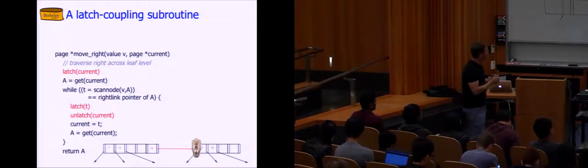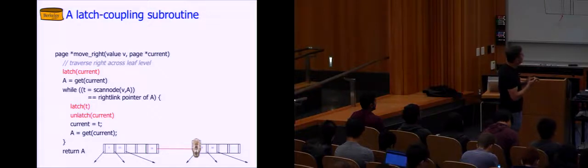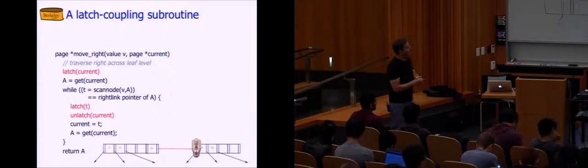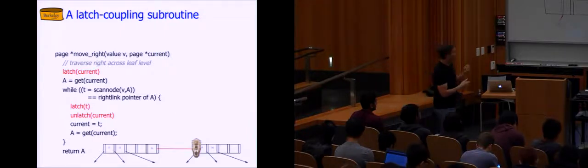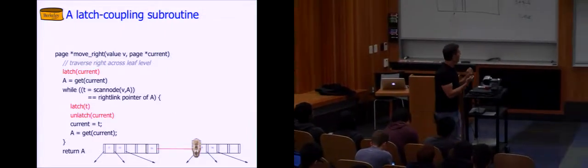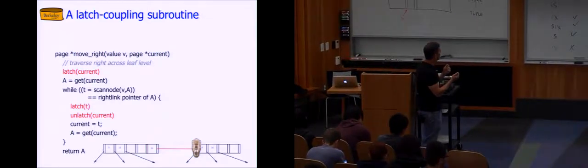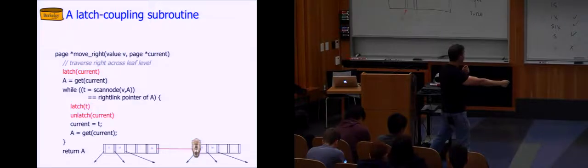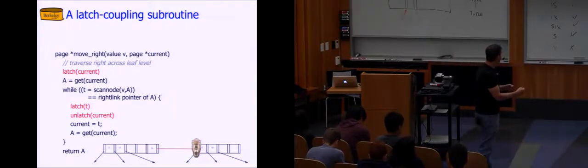So you traverse. This is for moving across the leaf level, although I have a feeling it's not just the leaf level. That comment's, I think, misleading. You're given a value v that you're looking for and a current page that you're pointing to. The first thing you do is get a latch on the current page, and then you copy that page while it's latched. While you've safely got that page latched, you do the scan node thing. If scan node says don't go down, go right, then you latch the right neighbor. So now you've lock coupled. You unlatch the current node, and then you recurse, essentially.